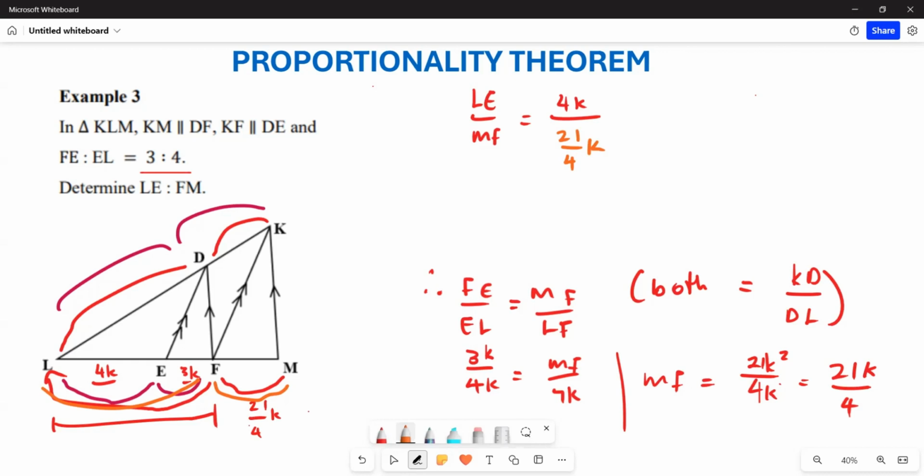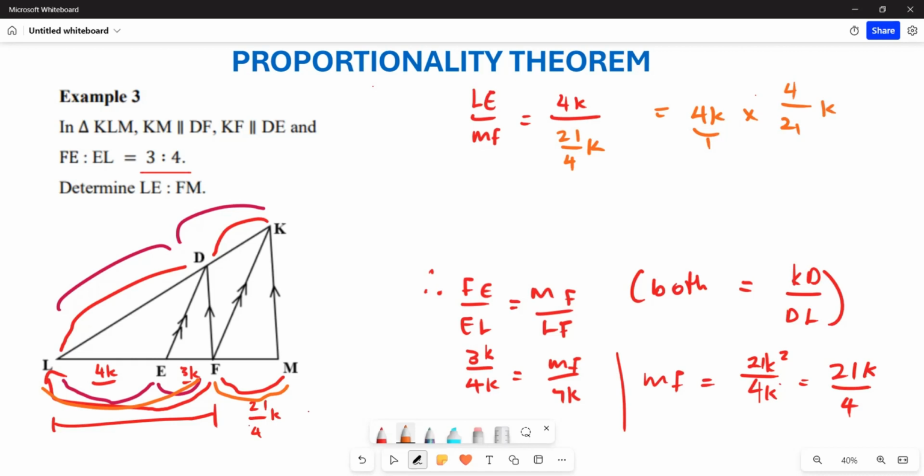And now what is going to be this one? When I want to solve this, it is the same as 4K multiplied by, when I change this to multiplication, 4 over 21K. Remember, this is over 1 again. When I cross multiply, this is going to be the same as 16 over 21. Are we together? Because 4 multiplied by 4 is 16.